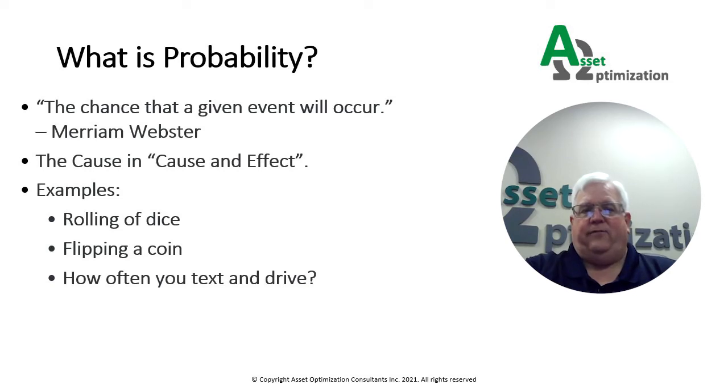Merriam-Webster's dictionary defines it as the chance that a given event will occur. That event is the consequence we just defined. Therefore, conversely, it is the cause in our cause and effect. Examples are rolling of dice to get a predetermined outcome of, like, snake eyes. How many rolls did you get snake eyes on? Flipping a coin. How many times were you able to flip a coin and get heads to show up?